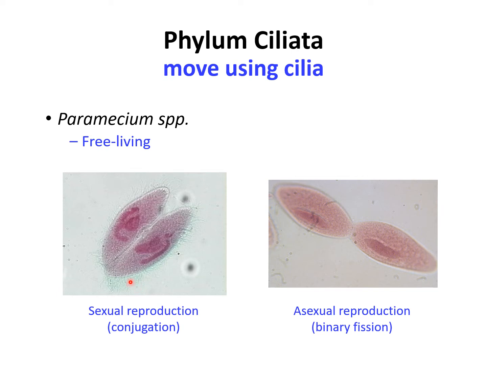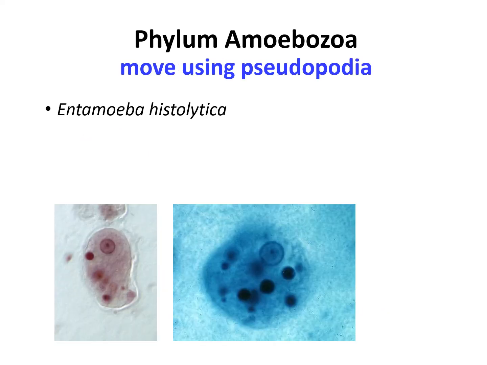And you can see, by the way, those tiny hair-like structures right here. You can see it better on this image versus that one. And those are the cilia. Those are the hair-like structures that are going to help the Paramecium move. Now we're going to move on to another phylum, phylum Amoebozoa, and microorganisms under this phylum, they move using pseudopodia.